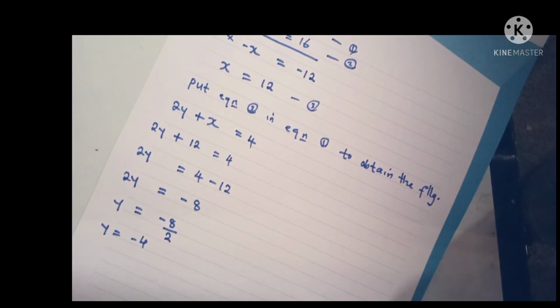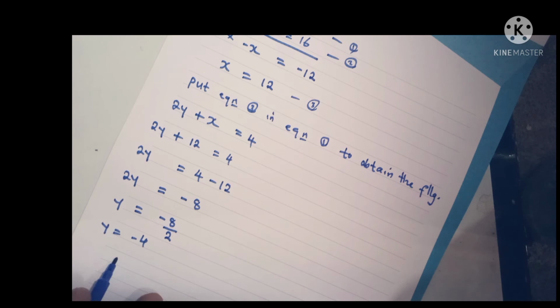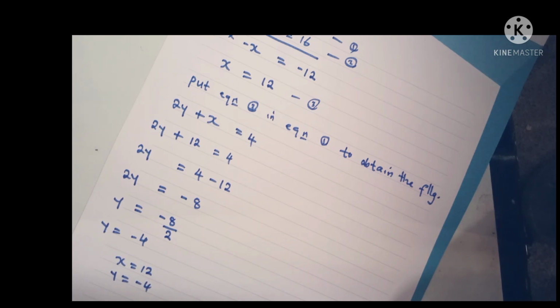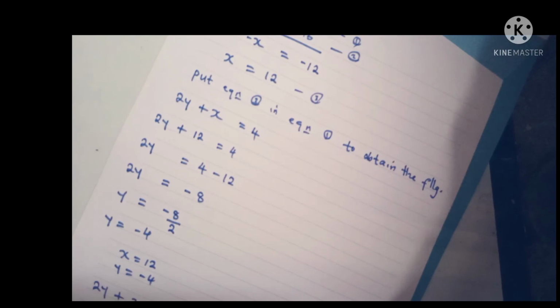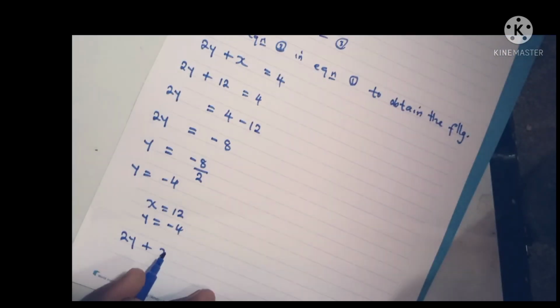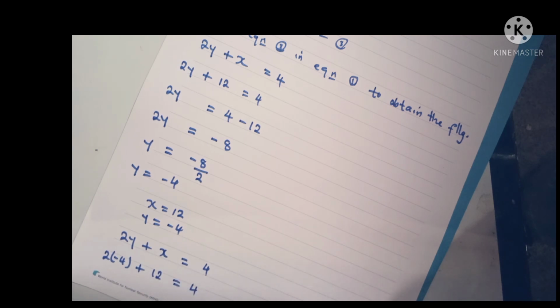Alright, in this case also we can still check as we did the other one. We have x equals 12, y equals minus 4. Now let's take equation 1 again and impute the values of the unknowns. Equation 1 says 2y plus x equals 4. Now our y is minus 4, so 2 into negative 4, then plus our x is 12, equals 4.